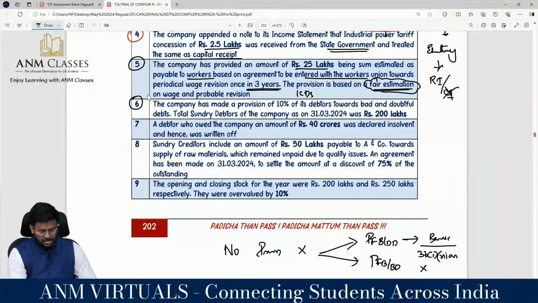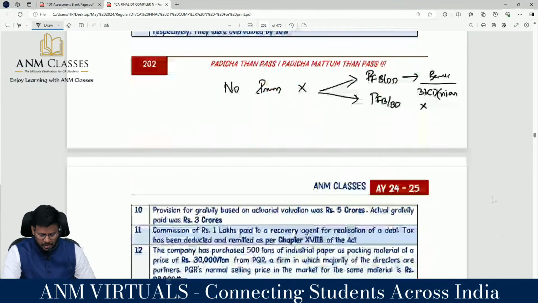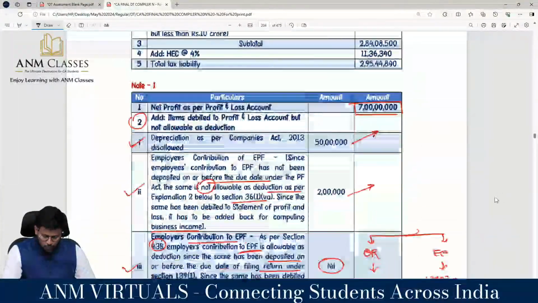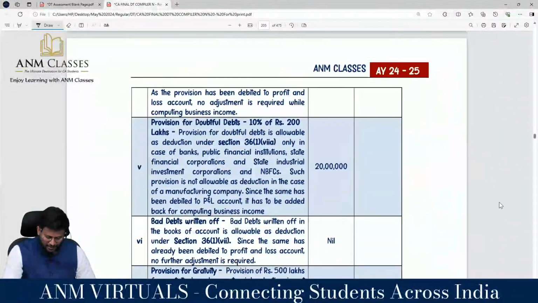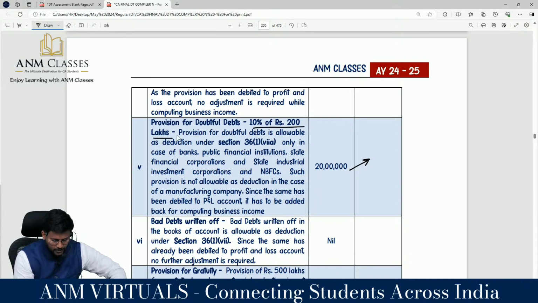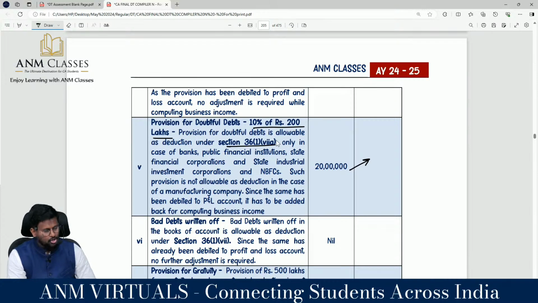Point number 6. Company has made a provision of 10% of its debtors towards bad and doubtful debts. The company is not a banking company. Sundry debtors of the company as on 31/3/2014 were how many lakh? So 200 lakhs into 10%, 20 lakhs. They have debited it to the P&L account, so should it be added back? Added back. So I am reading the answer: 20 lakhs should be added back. Provision for doubtful debts, 10% of 200 lakh. Provision for doubtful debts is allowable as deduction only under section 36(1)(viia) for banks.